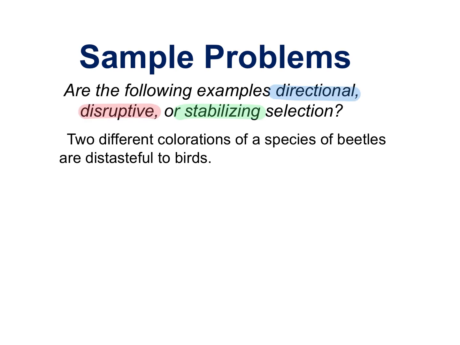We are now going to look at a few different examples and try to determine if it is directional, disruptive, or stabilizing selection. I know this isn't in your notes, but it's just going to be helpful for you to understand this now before we move on.